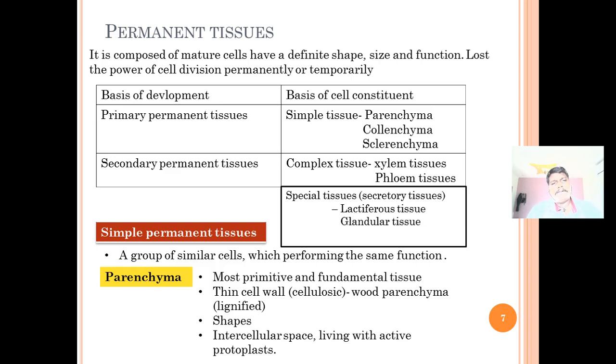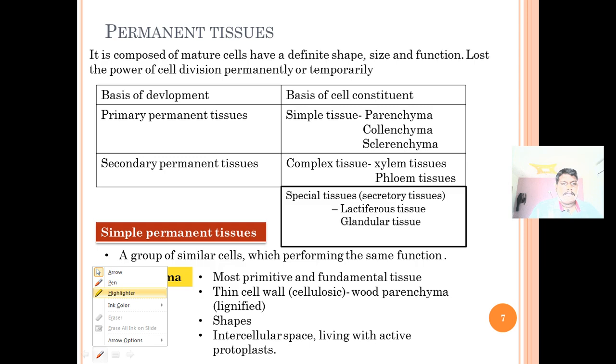One is primary permanent tissue, another one is secondary permanent tissue. If you take primary permanent tissue, the tissue which is developed from the apical meristem comes under primary permanent tissue, and the tissue which is developed from the lateral meristems comes under secondary permanent tissue. Okay.